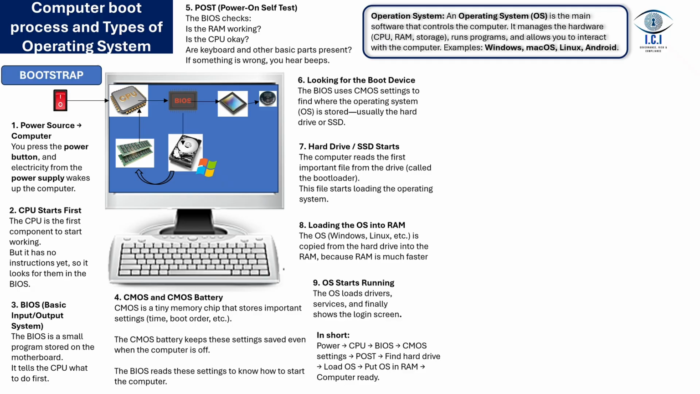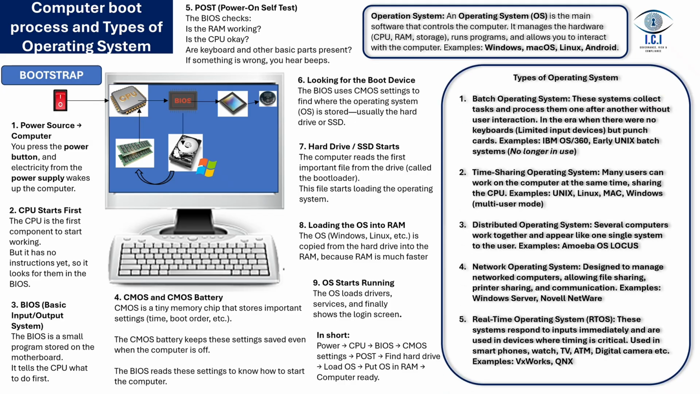So, just to reiterate, an operating system is the main software that controls the computer. It's an instruction given to your computer to carry out a particular task. It manages the hardware. The operating system manages the hardware, runs the programs, and also allows you to interact with the computer itself. The types of operating system that we have are Windows, Mac OS, Linux, Android, and so on.